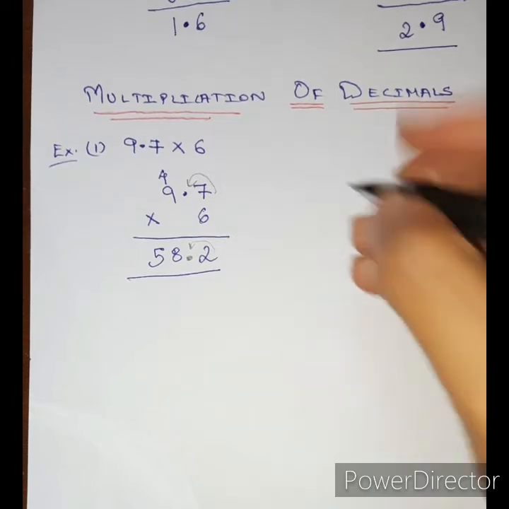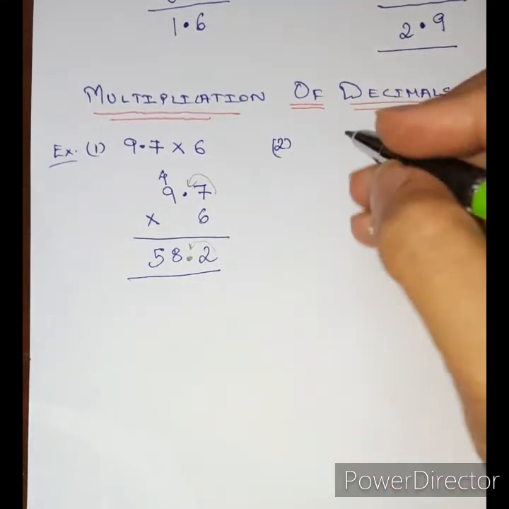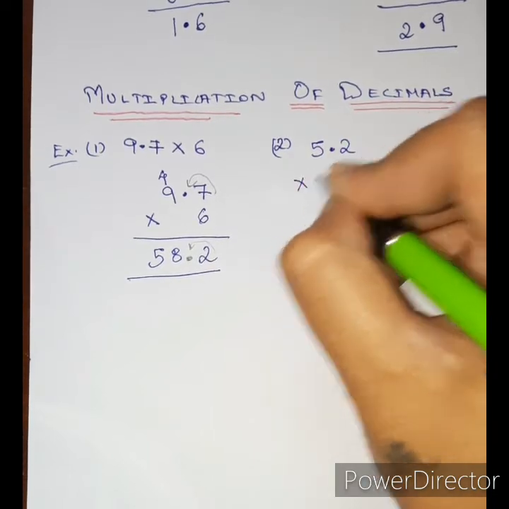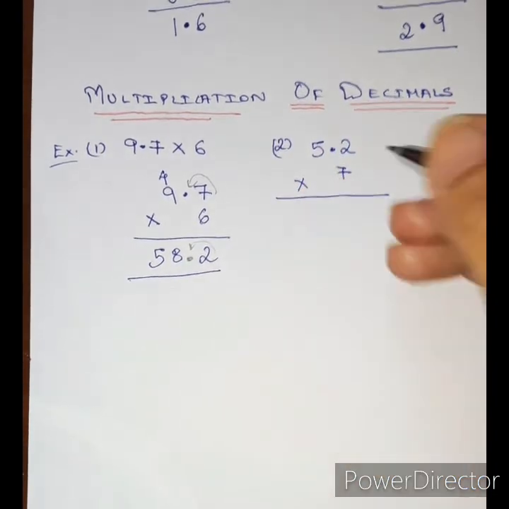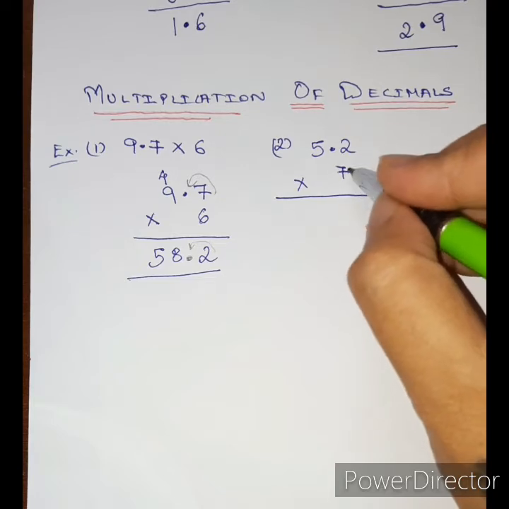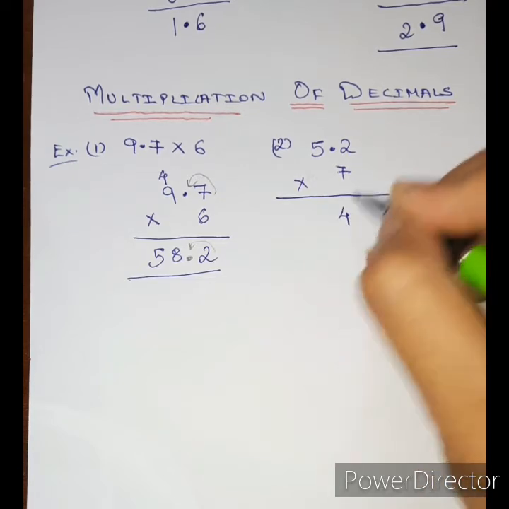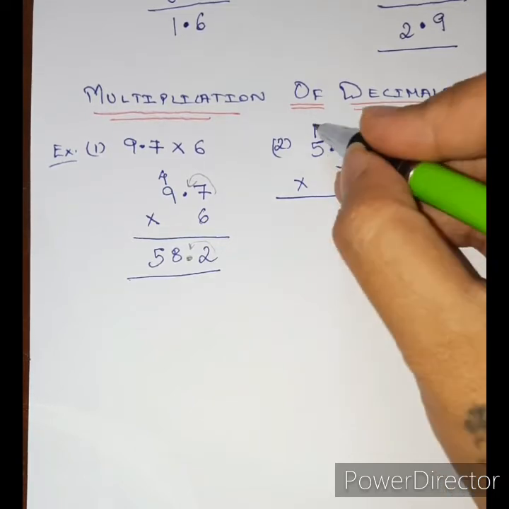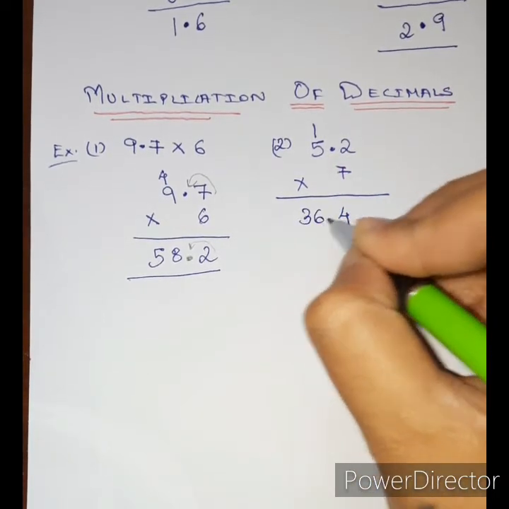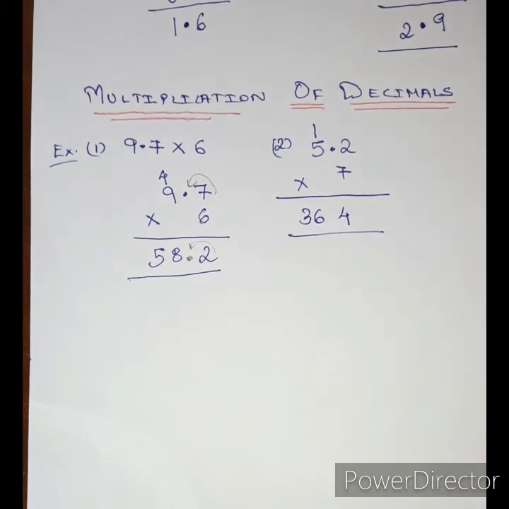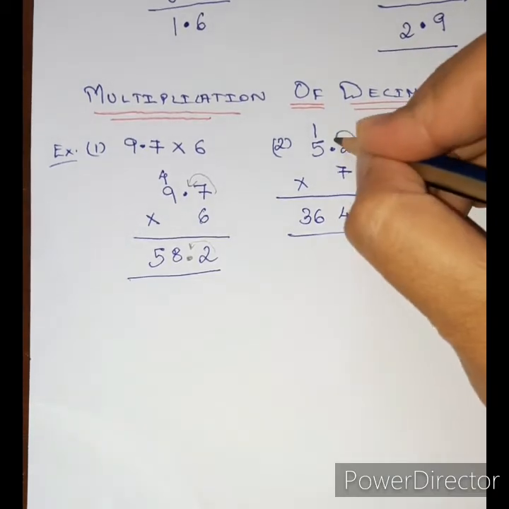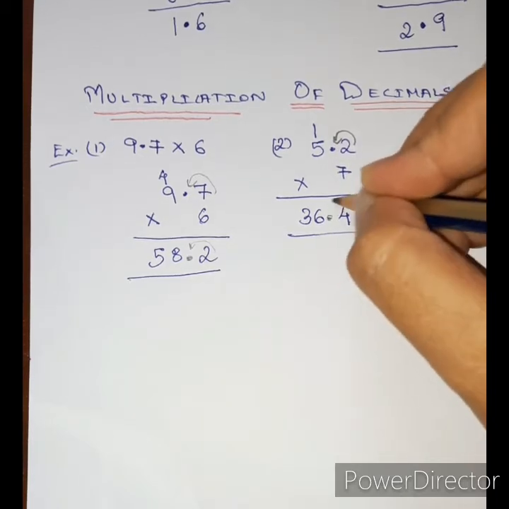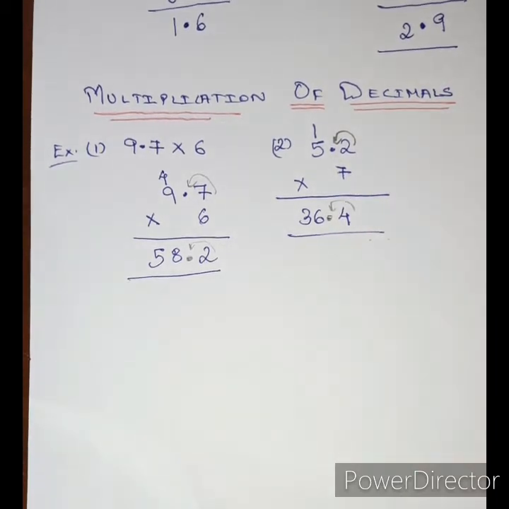Let us take one more example for multiplication. Let me take 5.2 multiplied by 7. So 7 twos are 14, write 4, carry 1. 7 fives are 35, plus 1, 36. Now the point is moving only one place in the first number, so it will move one place here also, same.